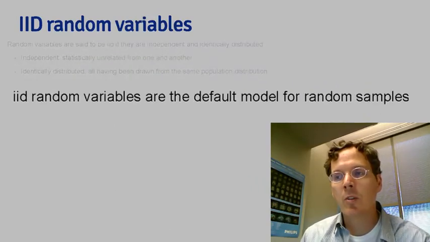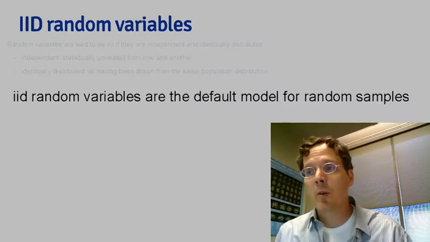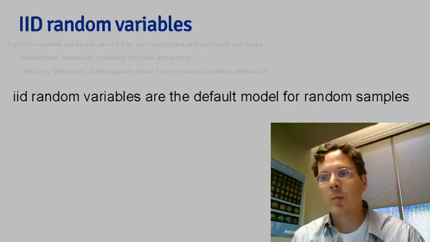IID sampling is our default model for a random sample. So whether we have an actual random sample or not, we often use random sampling or the model of IID as a conceptual model to analyze our data. It'll be our principal mode of analysis for this class.